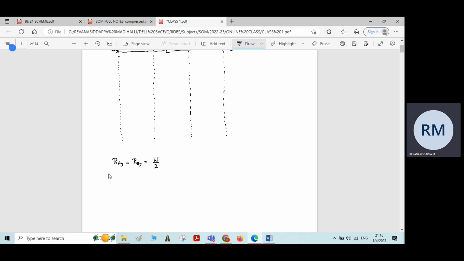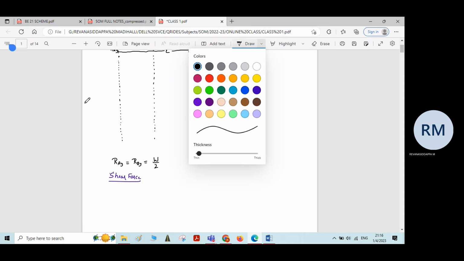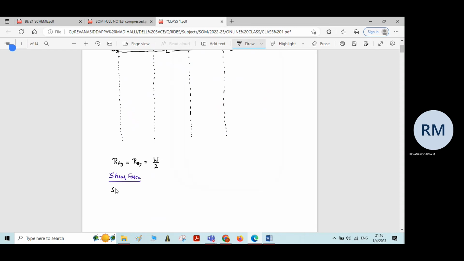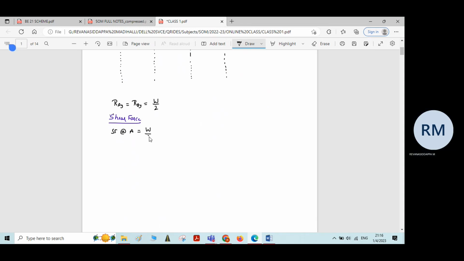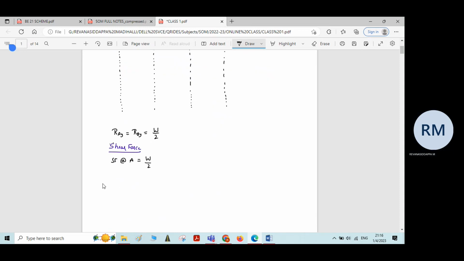Now let me find the shear force at each and every point. Shear force at A is equal to W by 2. Here we have the reaction as W by 2 and RB as W by 2. So whatever the reaction we have, that is only the shear force at A. And shear force at C is equal to W by 2 minus W by 2, which gives 0. Zero shear force at C.